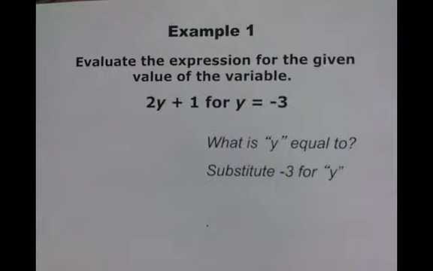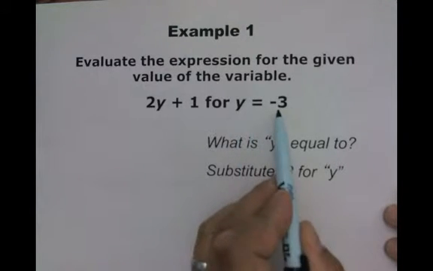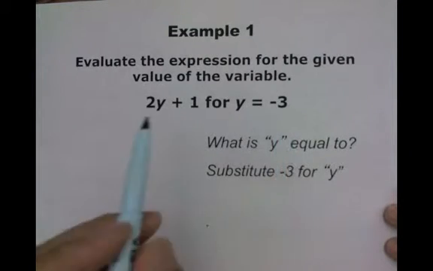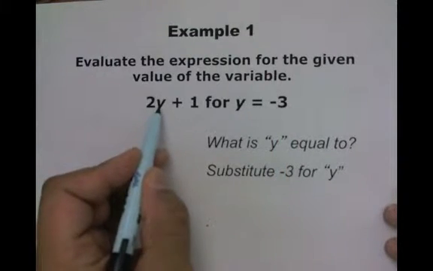Example 1. Evaluate the expression for the given value of the variable. 2y plus 1 for y equals negative 3. So in this problem what we have to do is find what y is equal to. In this case it's negative 3. And then we have to substitute that negative 3 every time we see a y.